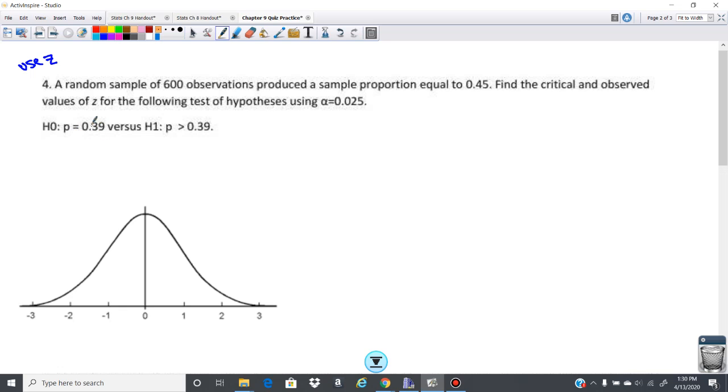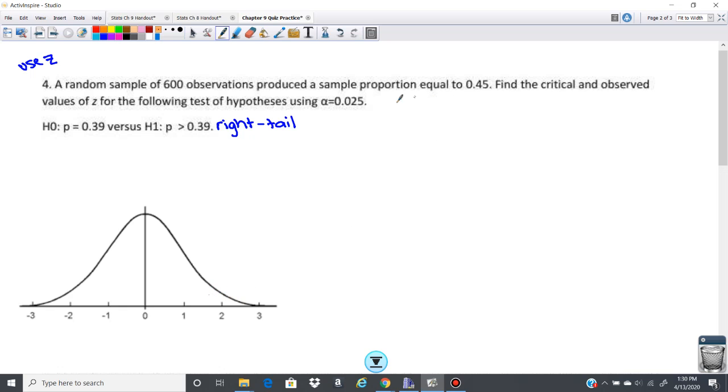We've got a null hypothesis of P equal to 0.39, and for our alternative hypothesis, P is greater than 0.39. So for the greater than, you're pointing to the right. This is a right-tailed test. Okay, and your significance level is 0.025. So you want to find the value of Z that has 0.025 in the right.